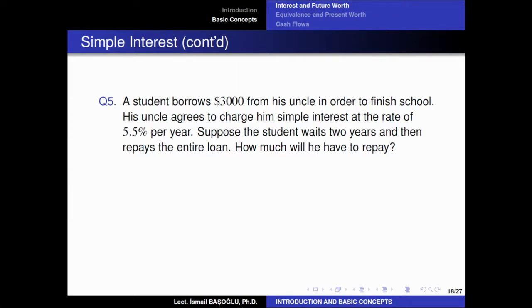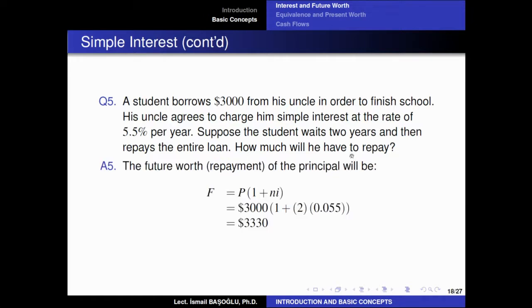However, here we are just going to focus on yearly interest applications in the following weeks. So here we have a 5.5% per year interest rate that the student is being subject to, and this is a simple interest because the uncle is applying that interest. Suppose the student waits 2 years, so the total borrowing period of this loan is 2 years, and then the entire loan is going to be repaid. How much will he have to repay?